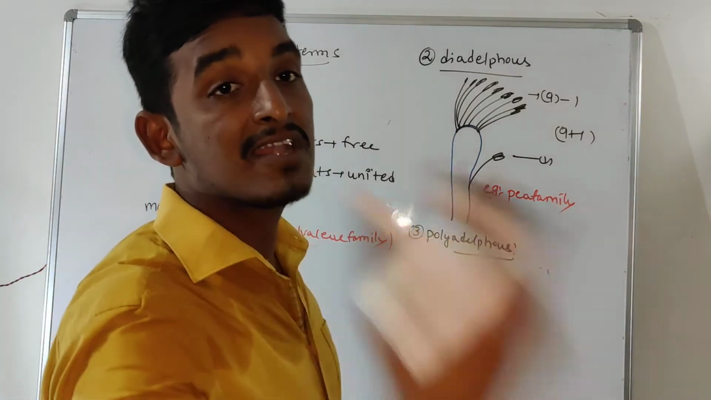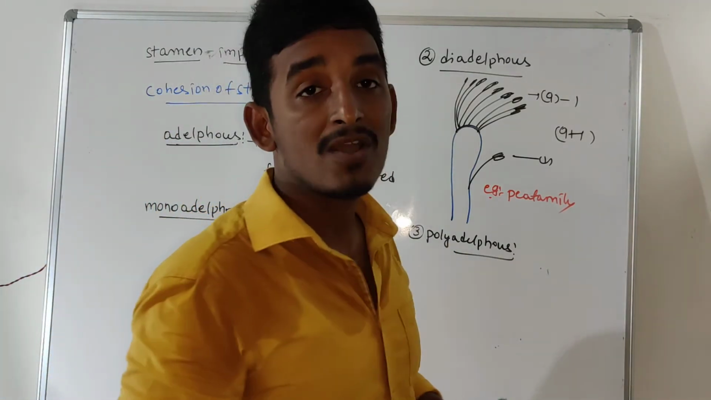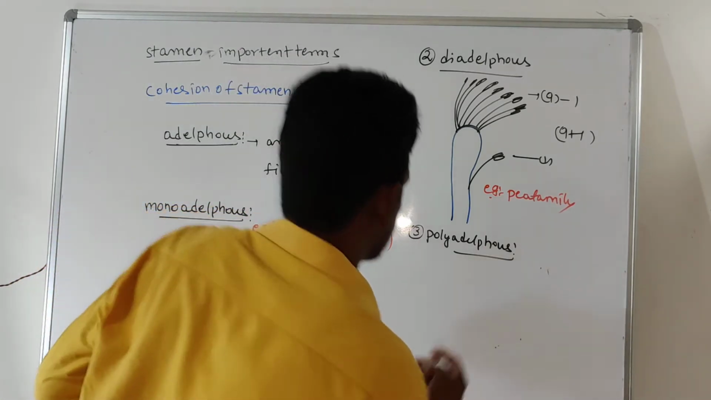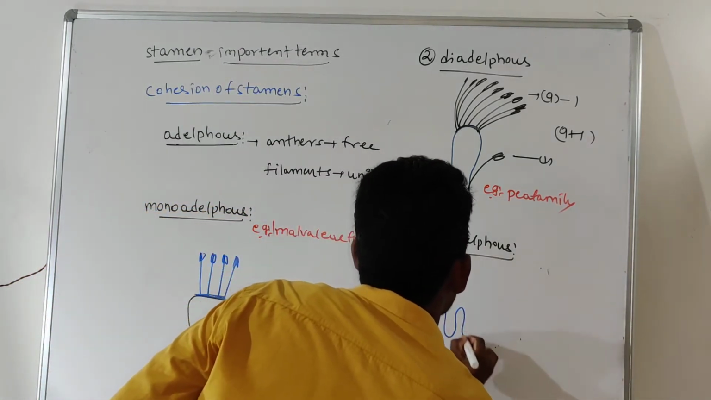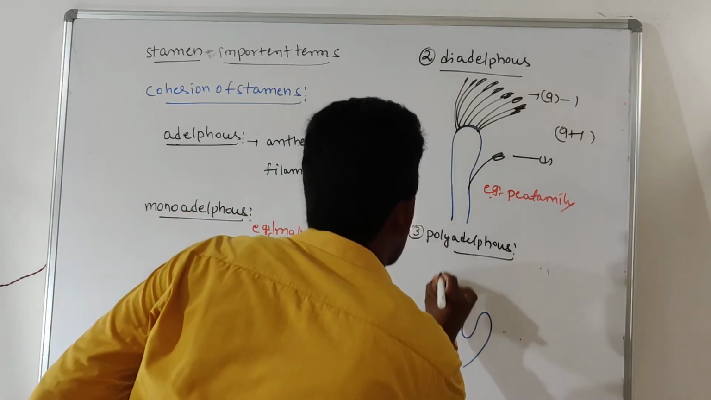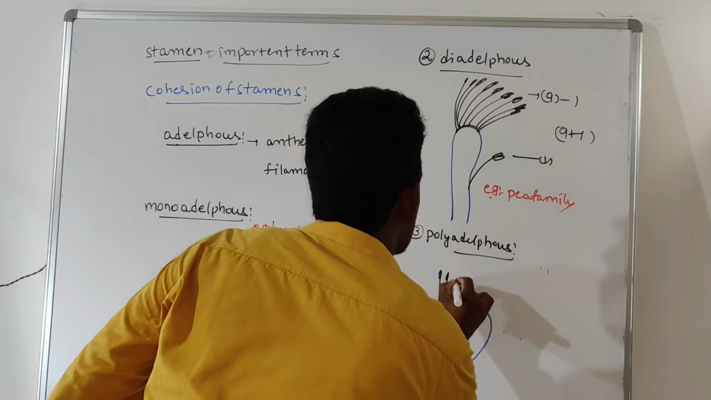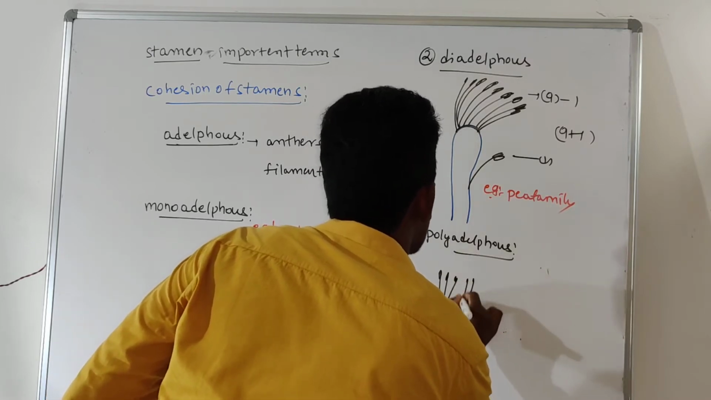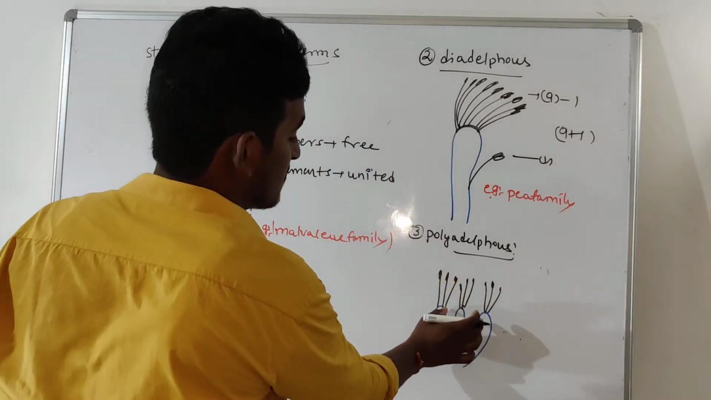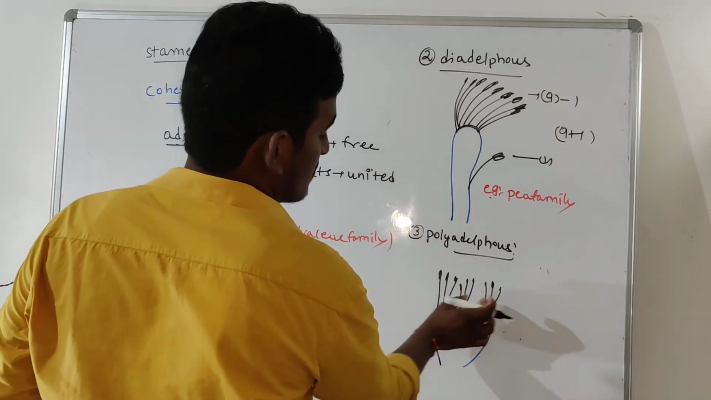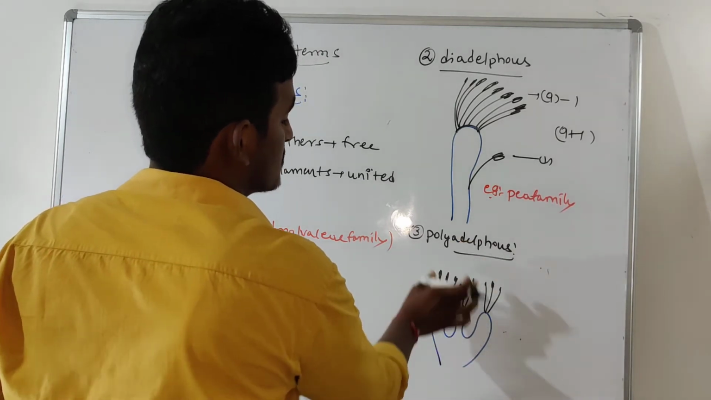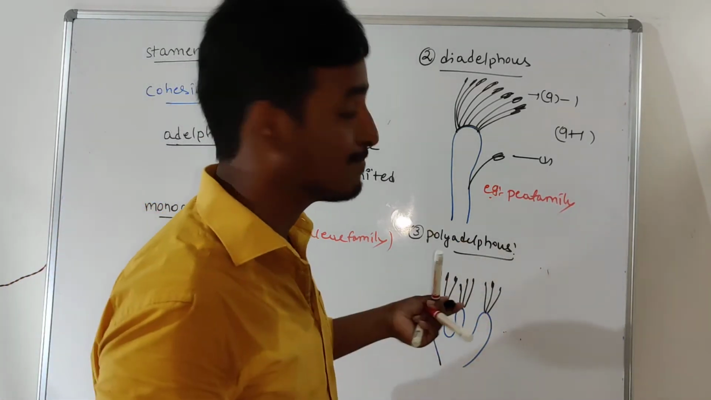Polyadelphous means more than 2 bundles, we call it a polyadelphous condition. So see, it will produce 3 bundles. It is one bundle, another bundle, another bundle. 3 bundles of filaments are present. So then what we call it is a polyadelphous condition.